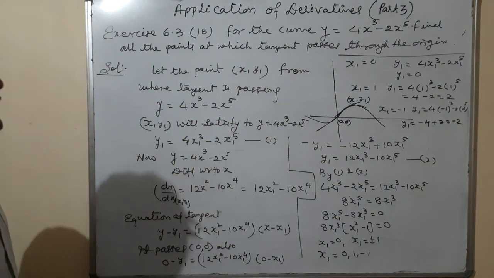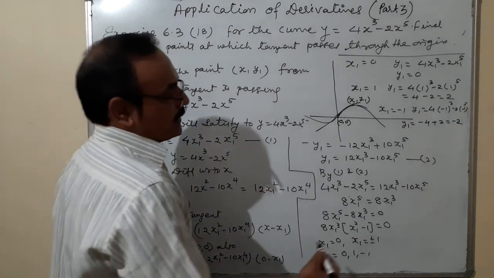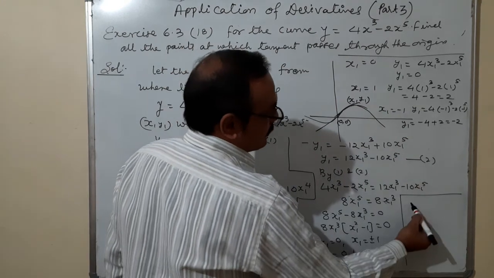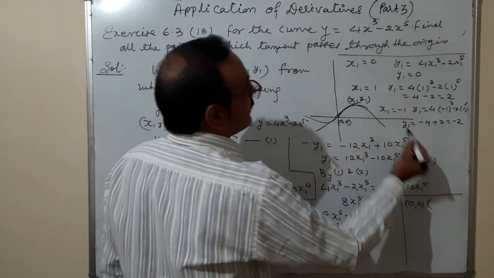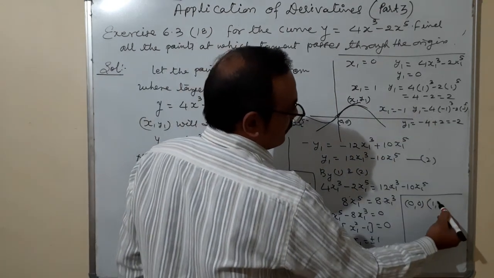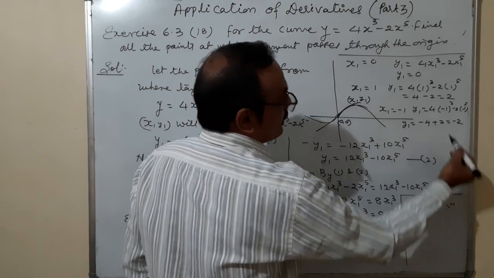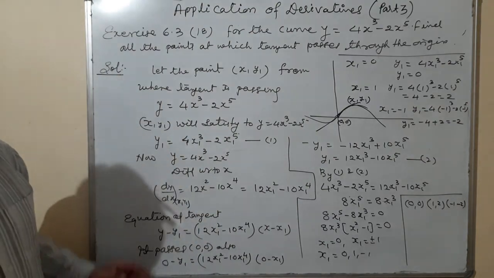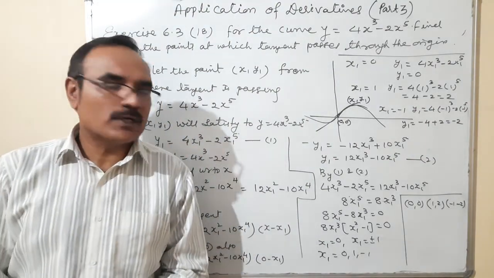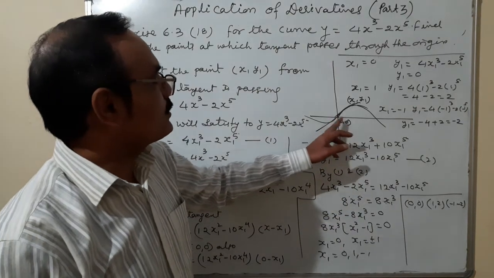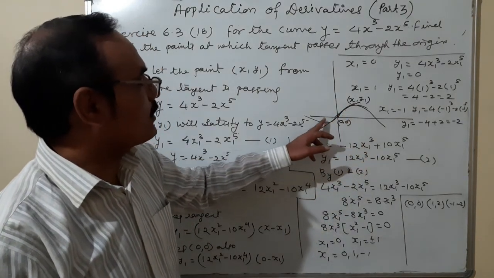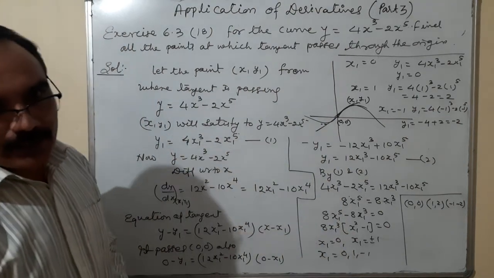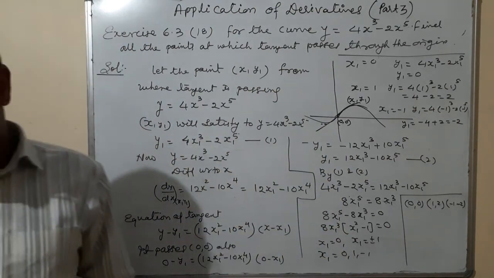Okay. So what does it mean? There are 3 points, 3 values there. One is 0, 0. Second is 1, 2. And third is minus 1, minus 2. Okay. So how many points are there? There are 3 points, 0, 0, 1, 2 and minus 1, minus 2. Right. So these are the 3 points. It's a question.